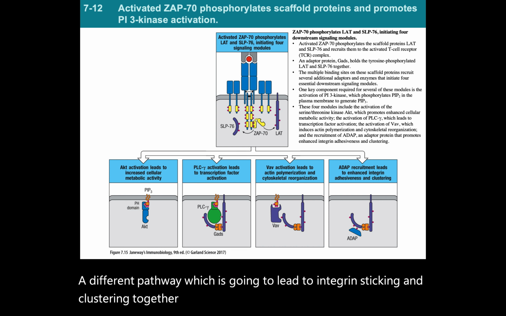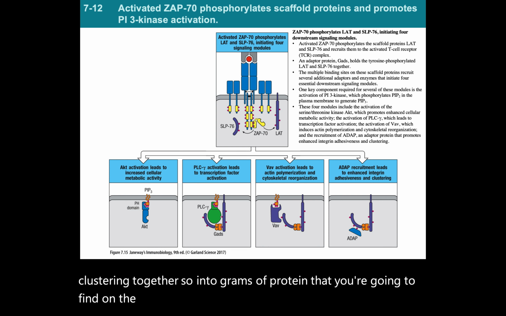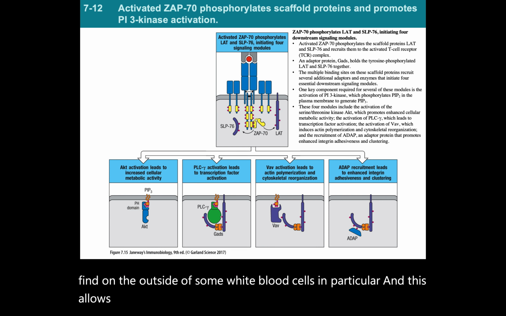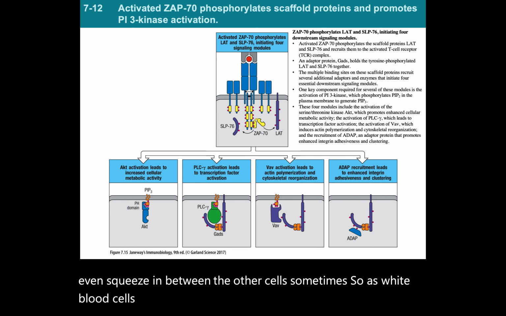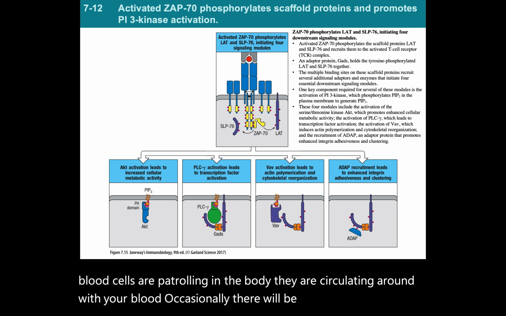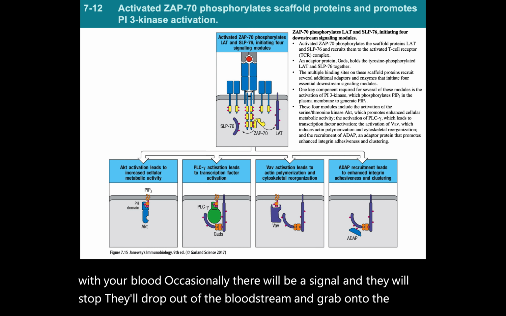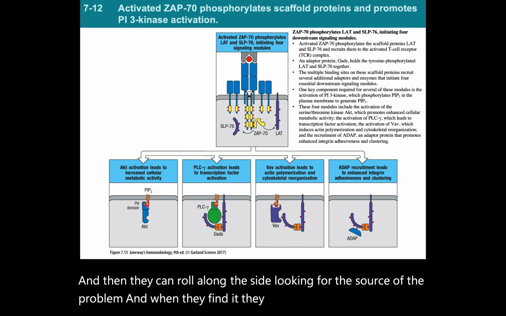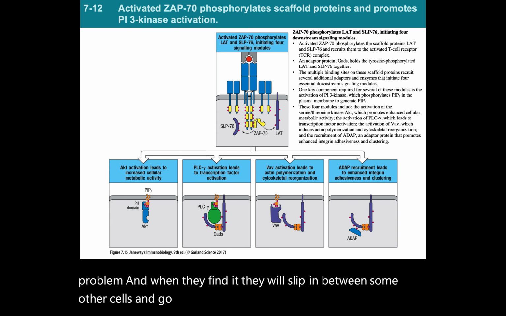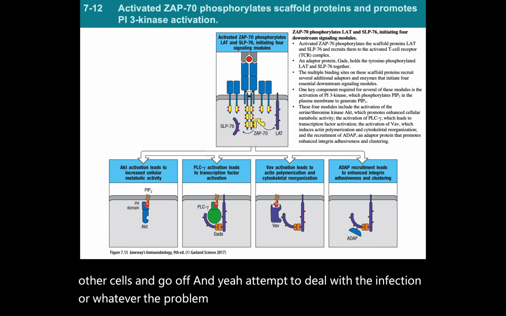So integrin is a protein that you're going to find on the outside of some white blood cells in particular, and this allows the white blood cells to stick to other cells and actually even squeeze in between the other cells sometimes. So as white blood cells are patrolling in the body, they are circulating around with your blood. Occasionally there will be a signal and they will stop, they'll drop out of the bloodstream and grab onto the side using their integrins, and then they can roll along the side looking for the source of the problem, and when they find it, they will slip in between some other cells and go off and attempt to deal with the infection or whatever the problem is. So yeah, and this is going to be driven by integrin, which is going to itself be driven by ADAP.